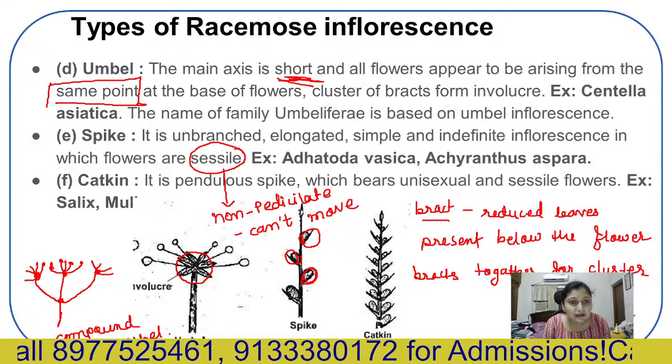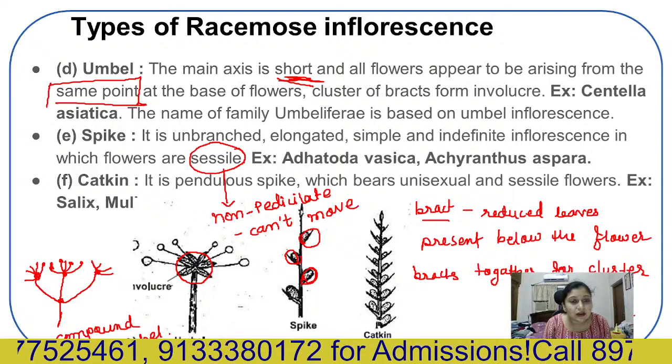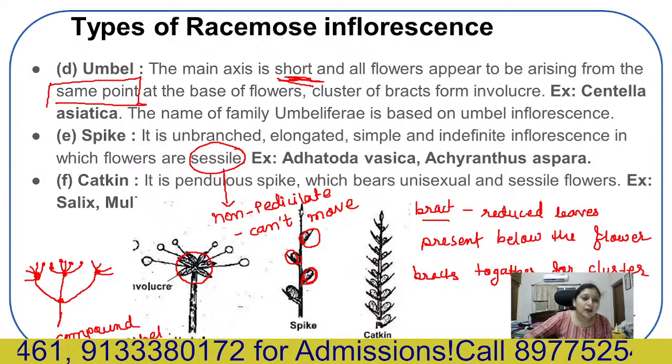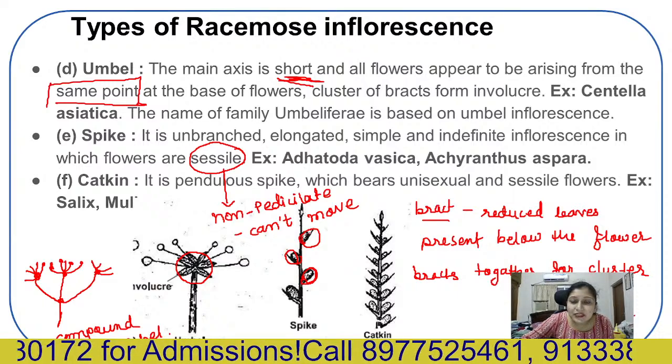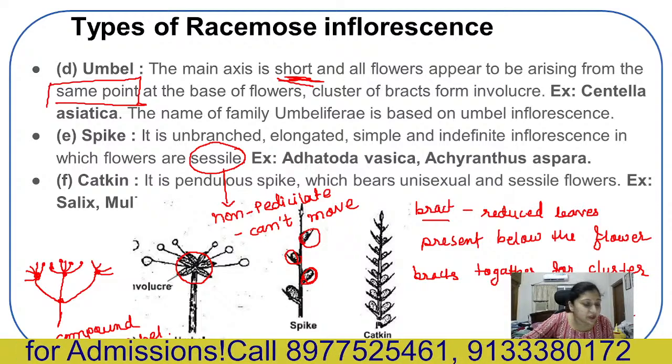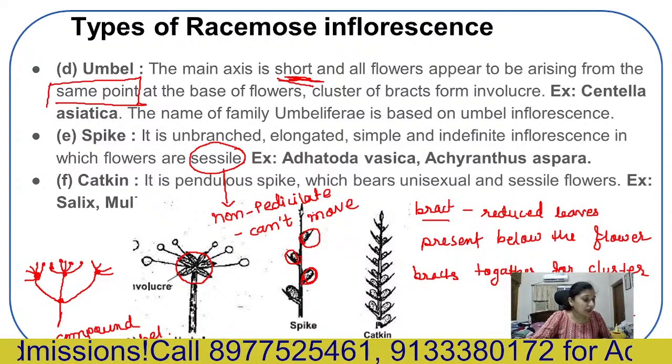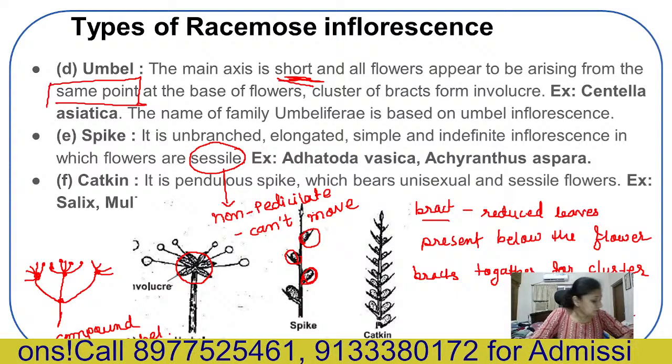Next is catkin. It is a peduncular spike which bears unisexual and sessile flowers.